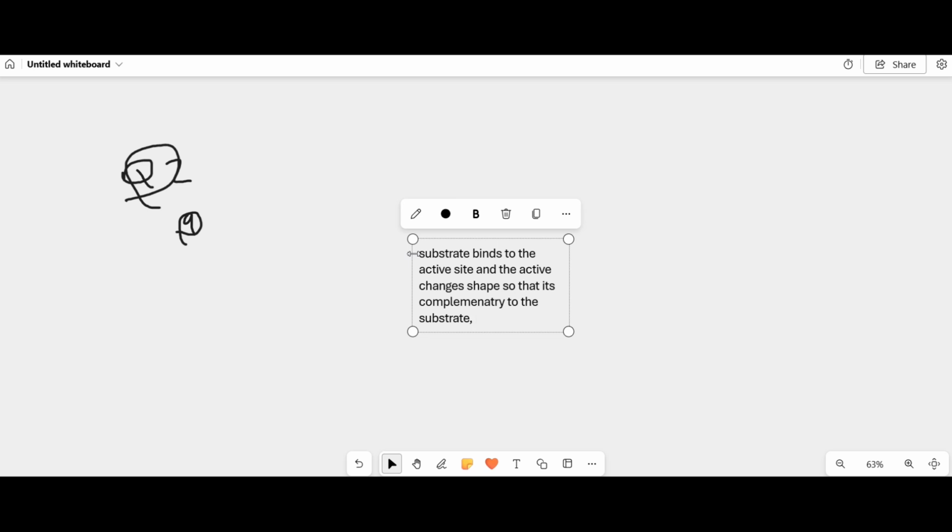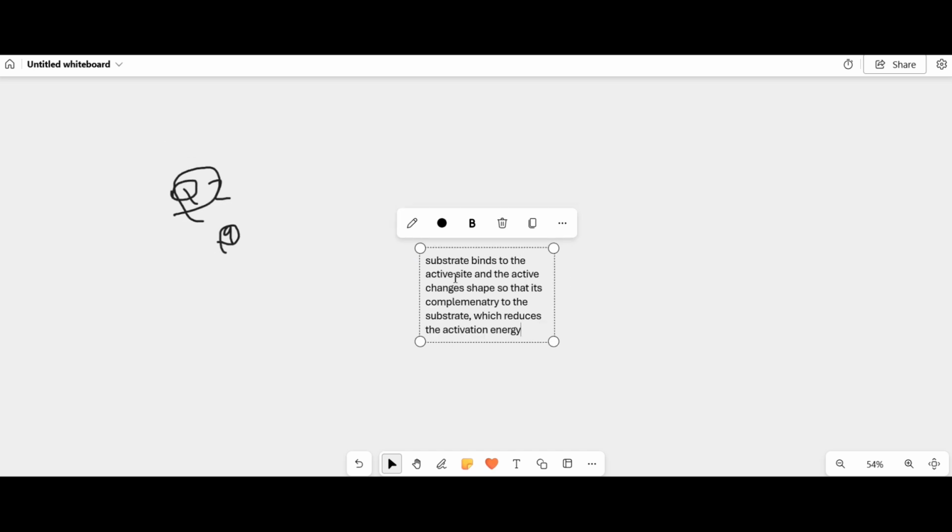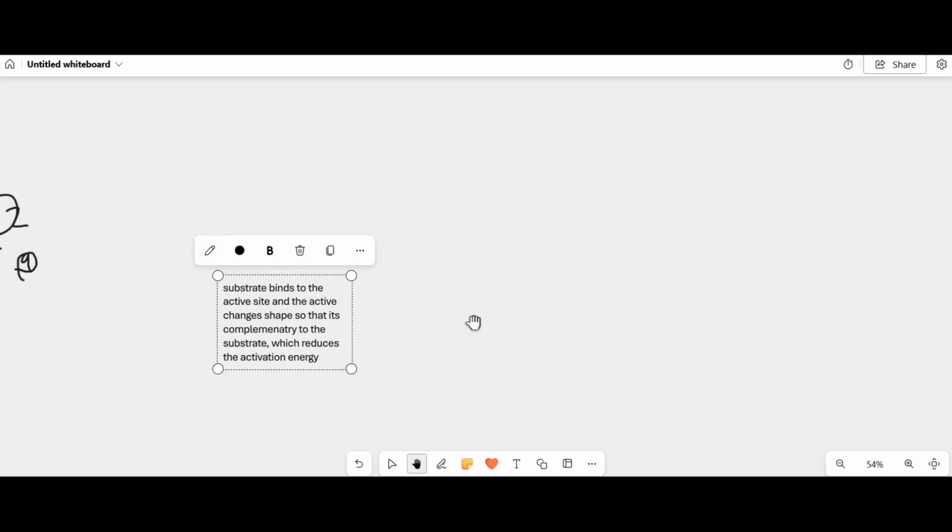That obviously reduces the activation energy, because it puts strain on the bonds here, so it reduces activation energy. But you don't have to quote that. If it's only 3 marks, you don't need to quote that.